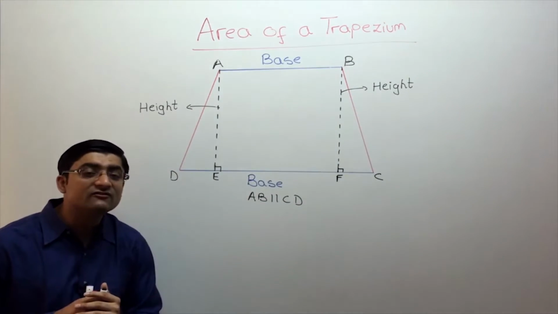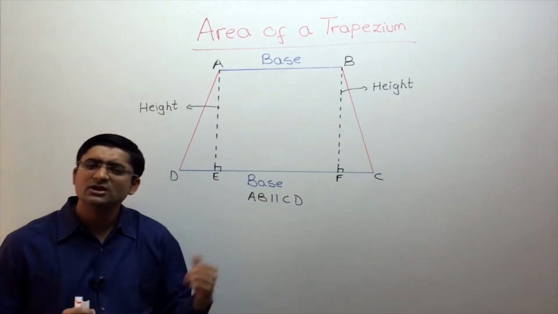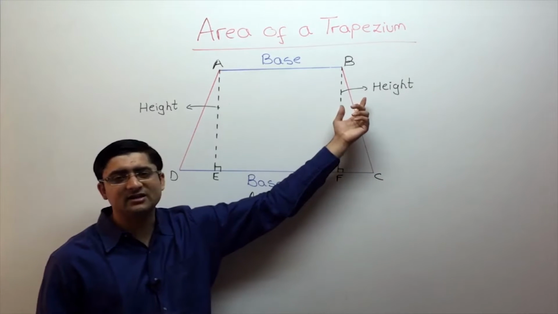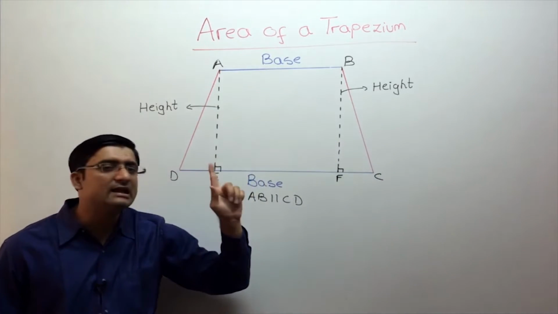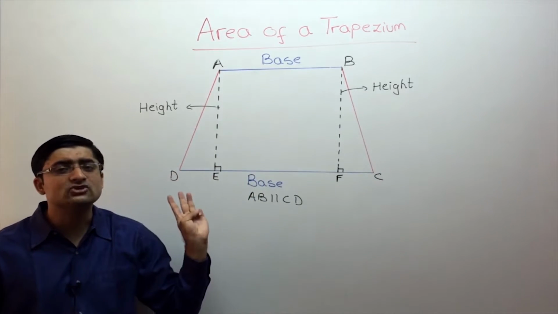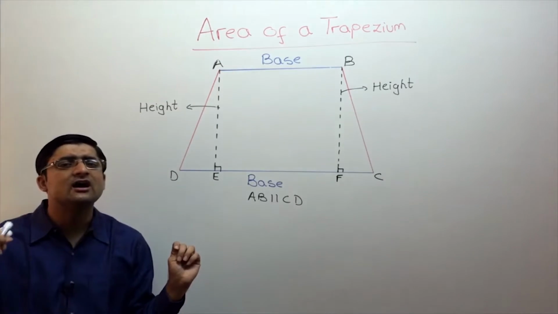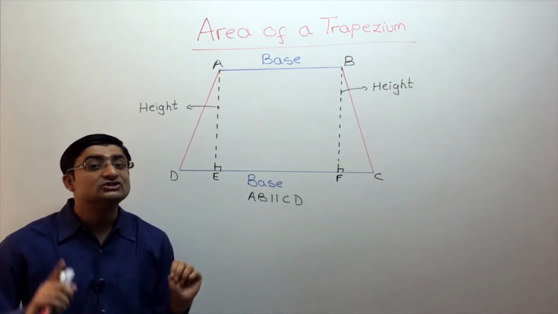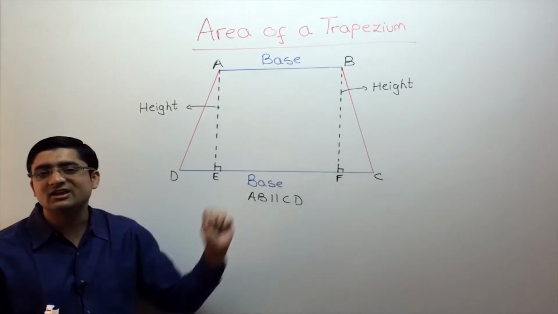Now what we're interested in finding is the area of a trapezium. So how do we find the area of a trapezium? I have base, I have height. So when I say the words area, base and height, what comes to my mind? Area of a triangle is half base into height. So we'll use triangles to find the area of a trapezium.